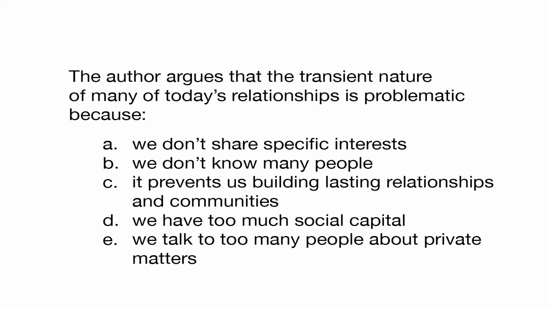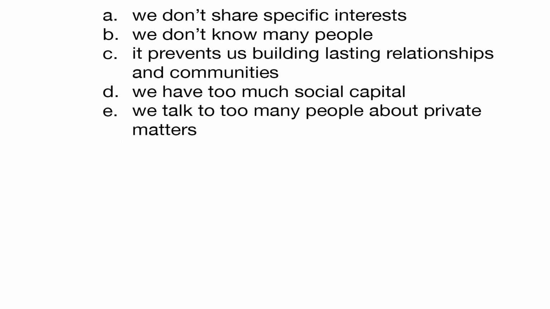The author argues that transient nature of many of today's relationships is problematic because A, we don't share specific interests, B, we don't know many people, C, it prevents us from building lasting relationships and communities, D, we have too much social capital, or E, we talk to too many people about private matters. The answer is C. It prevents us from building lasting relationships and communities.